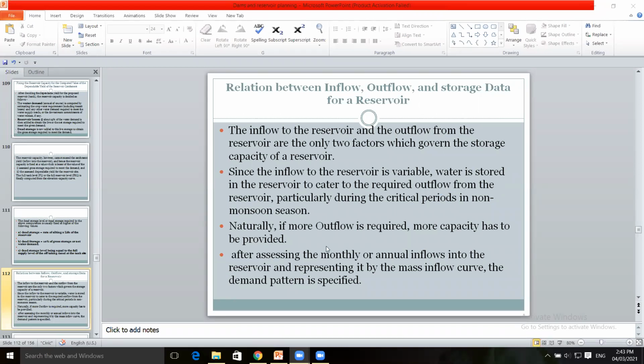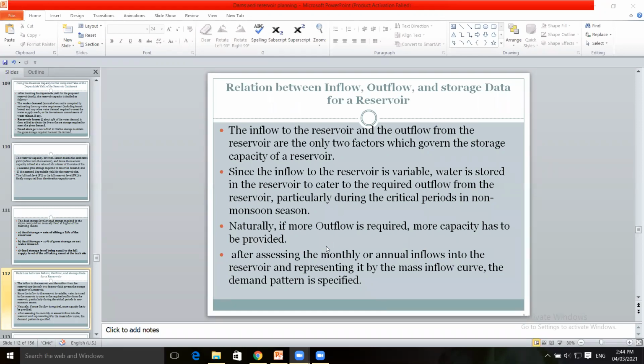For the required outflow, the quantity of water which is stored in the reservoir, that is inflow into the reservoir. So the inflow may be variable. It will depend upon the season. In summer season it may be less, in rainy season it may be higher. The runoff, the long range of runoff, is flowing into the reservoir.